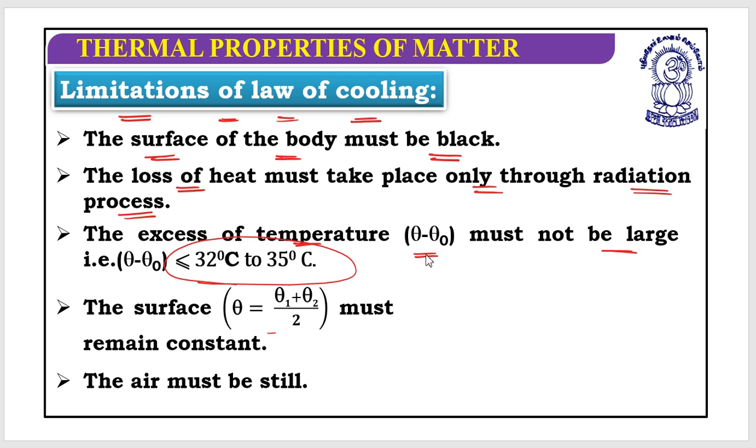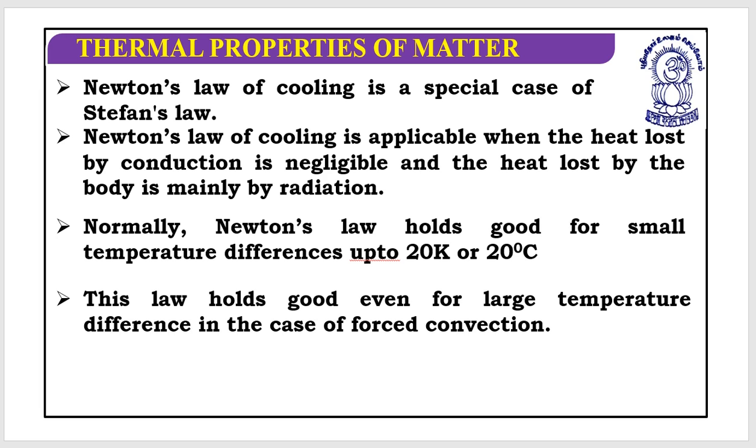Next, the surface temperature, which we call theta, is equal to theta 1 plus theta 2 by 2. This must remain constant and cannot vary. The air must be still. These are all the limitations, and once I understand this, I am going to apply it.